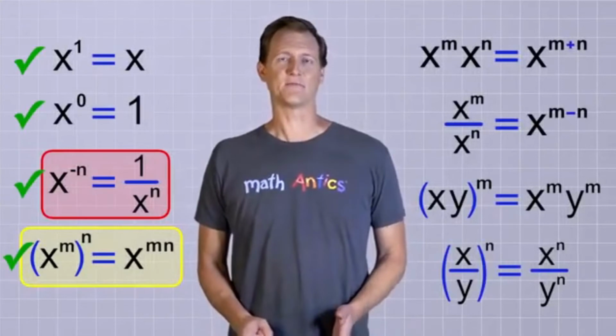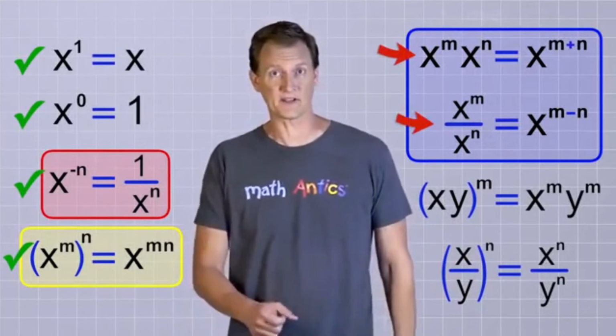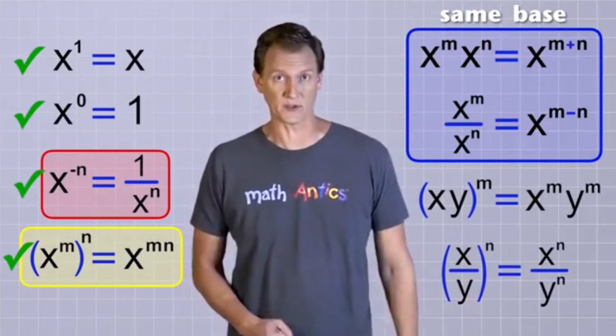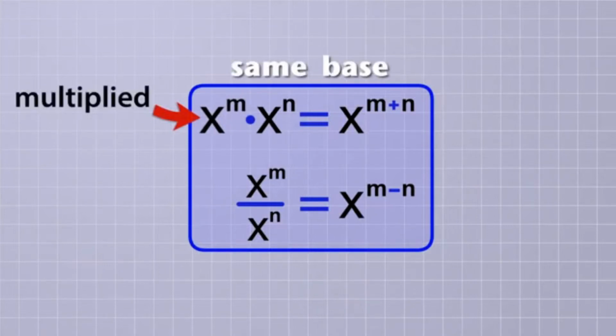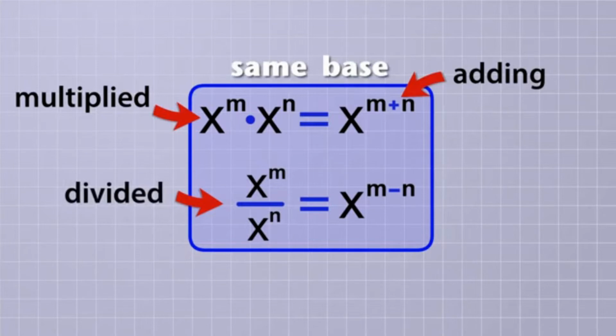Pretty cool, huh? Okay, we're halfway through our list of laws, and we're going to look at the next two as a set, because they tell us how we can multiply and divide expressions that have the same base. And that's important because we couldn't simplify them to have a single exponent if the bases were different. The first law says that if we have the base x with exponent m being multiplied by the same base x with exponent n, we can combine them simply by adding the exponents together. And the second law says if we have the base x with exponent m being divided by the same base x with exponent n, we can combine them simply by subtracting the exponents.